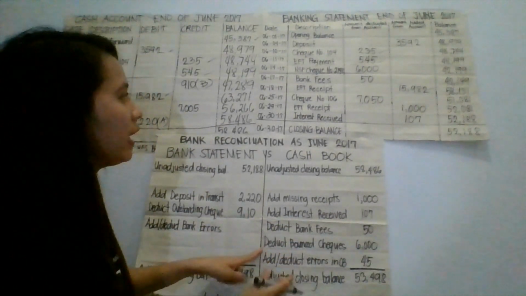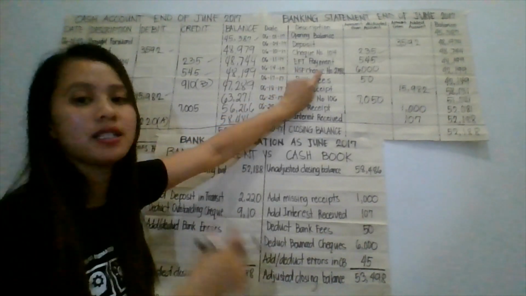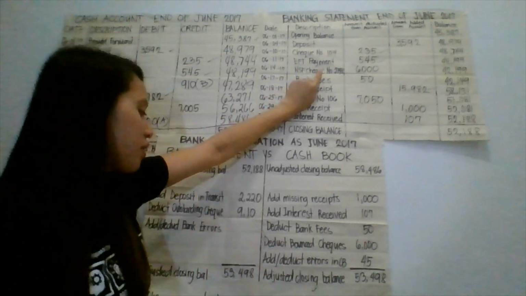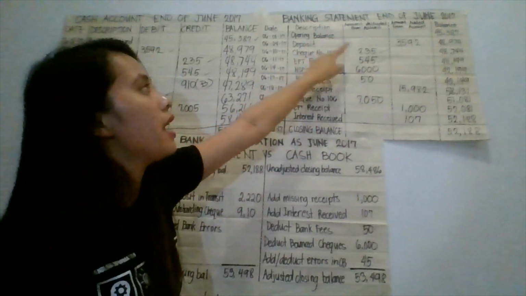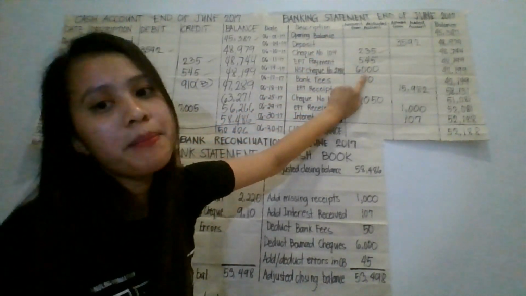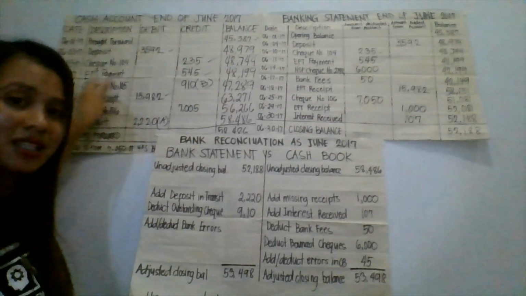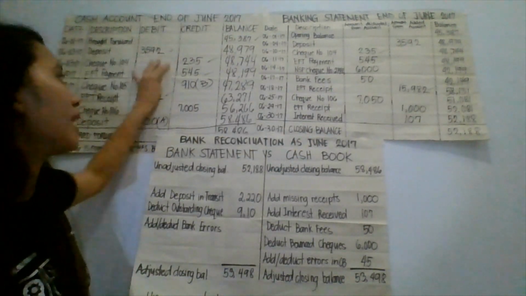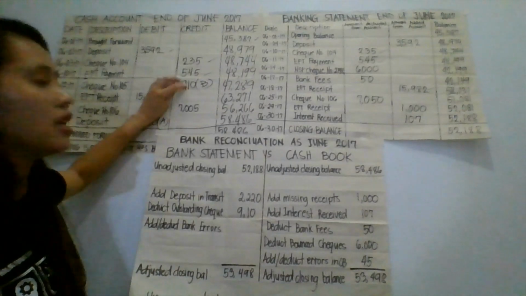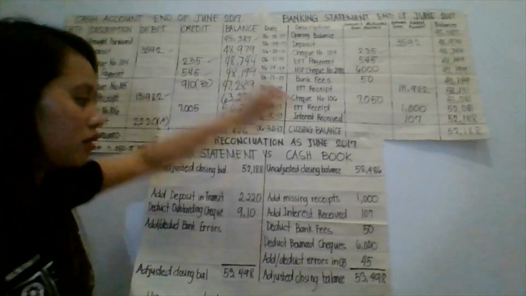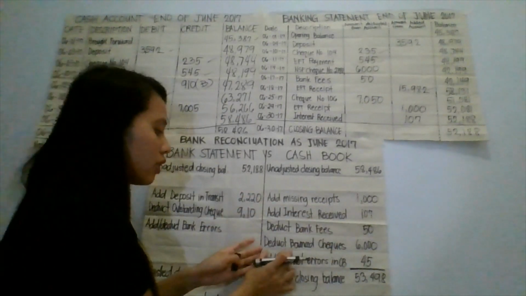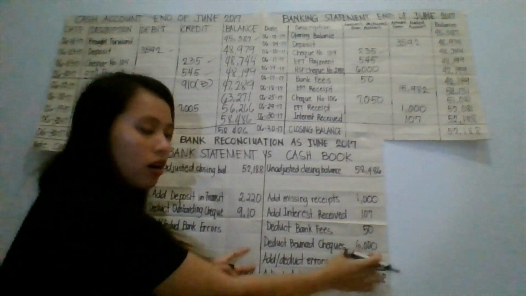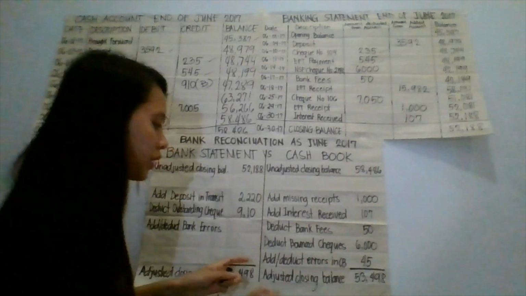Now, next we have the NSF check. This is an outstanding check, okay? So this is the bounced check of 6,000 pesos. We have it there in the bank statement, but as you can see, it's not recorded. There's no transaction here that is 6,000 pesos. So we need to place that in this cash book column, deduct the bounced check of 6,000.